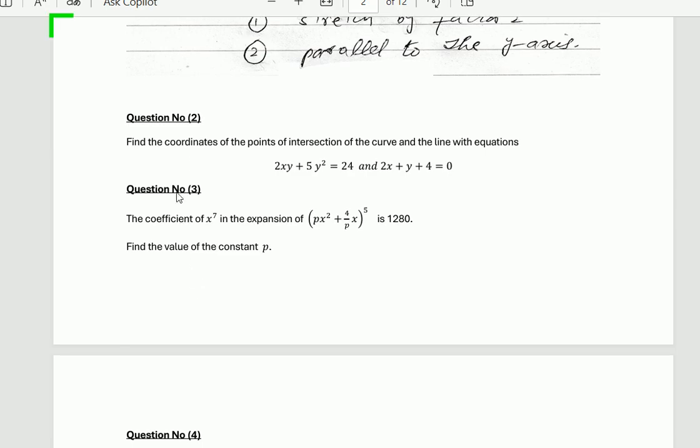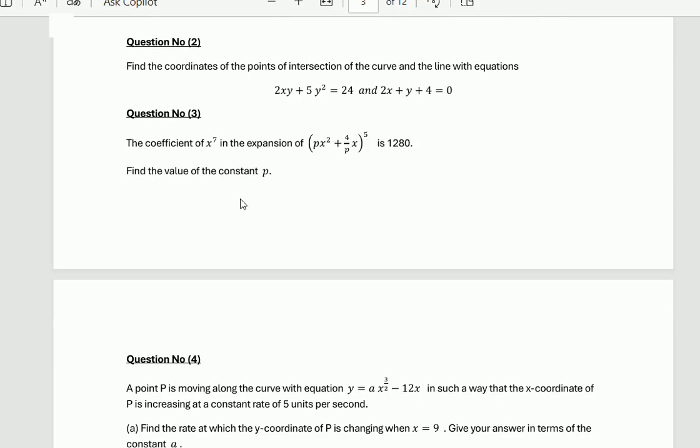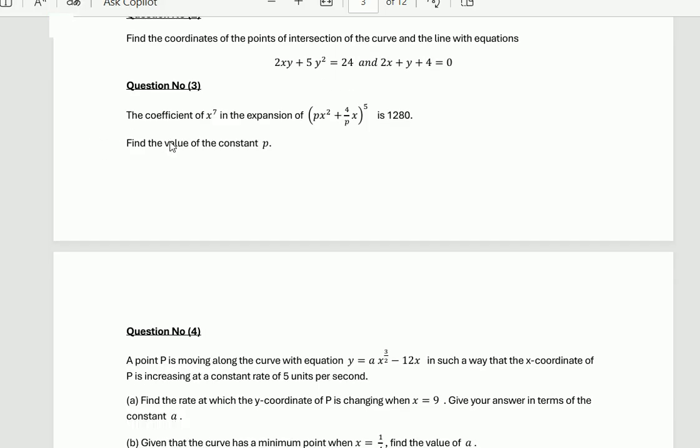For question number 2, find the coordinates of the points of intersection of the curve and the line with the equations 2xy plus 5y squared equal to 24 and 2x plus y plus 4 equal to 0. For question number 3, the coefficient of x^7 in the expansion of (px^k plus 4 over px) whole raised to the power 5 is 1280. Find the value of the constant p.